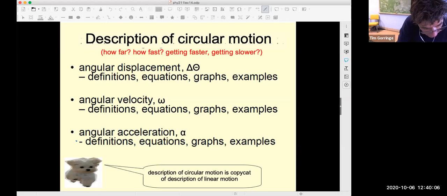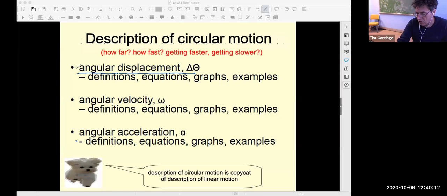Now, in rotational motion, we're going to use angular displacement to describe how far something has rotated or turned. And we'll call that displacement delta theta.